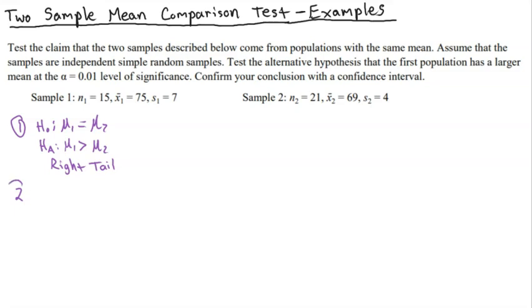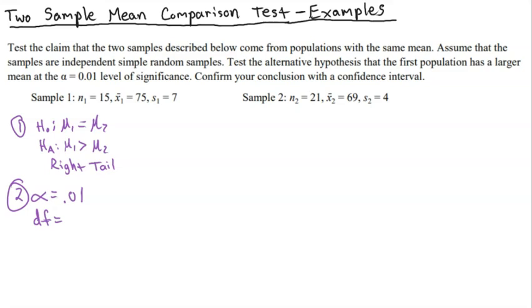Okay? Step 2, we want to identify all of our statistics here. They're right here, so I don't have to write them all out again. But we can go ahead and identify our alpha, which is 0.01. We can also identify our degrees of freedom. Now, let's pause here for a second because we've never done this one before.